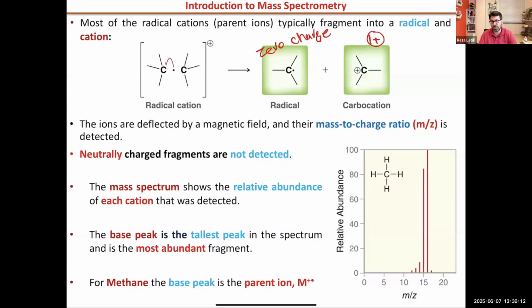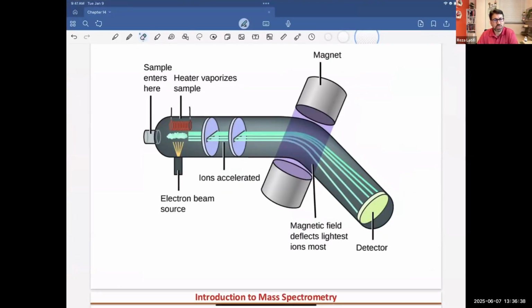What do we get from mass spec? As I said, we get a bunch of mass over charge values versus their intensity. Before I go through this graph, I want to show you the mass machine, and then I will come back to the graph. As you see, we have a place to inject the sample.